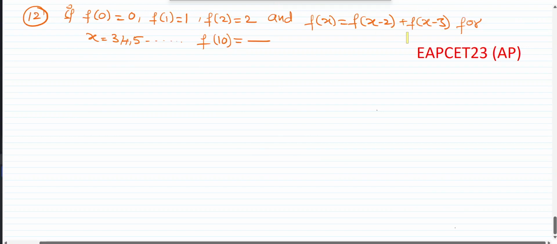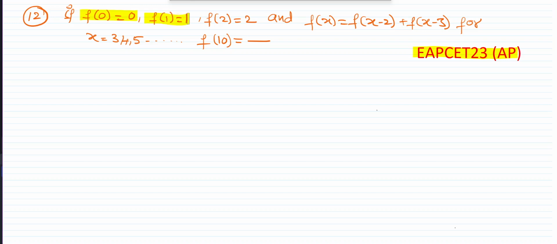This is the next question from functions, EAPCET 23. Here the given values are f of 0 is 0, f of 1 is 1, f of 2 is 2, and the relation is f of x equals f of x minus 2 plus f of x minus 3 for x equal to 3, 4, 5 and so on. Now find the value of f of 10. Here the given relation is f of x equals f of x minus 2 plus f of x minus 3.